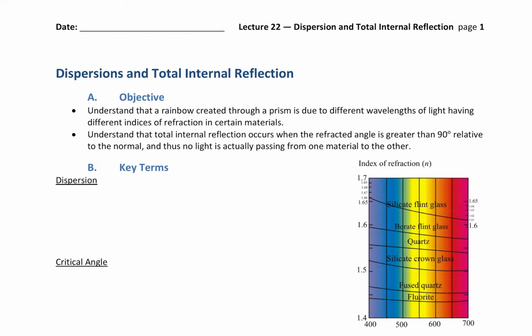Hello, and welcome to Lecture 22 on the topic of dispersion and total internal reflection. Dispersion, spreading out of different colors of light, and total internal reflection, a special case of refraction. In fact, this short lecture is all about two special cases of refraction. So it's very much building on the ideas of Lecture 21.